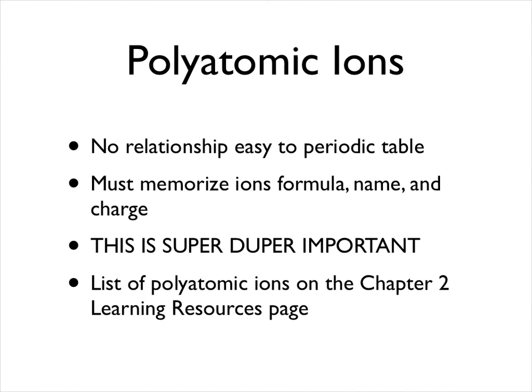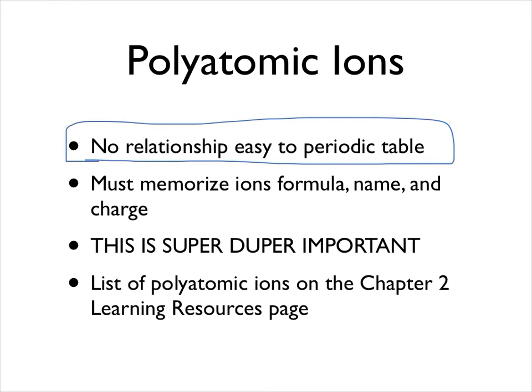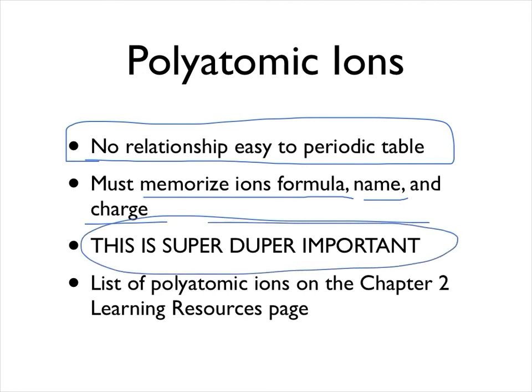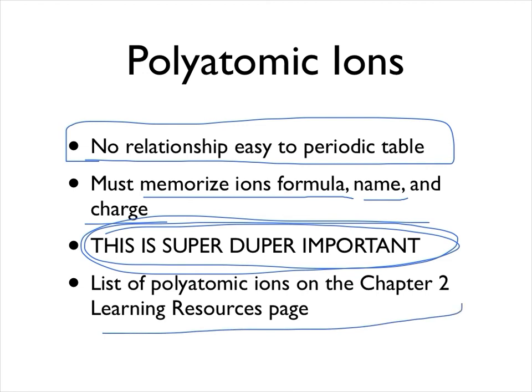And finally, we're going to talk about the polyatomics. There is no relationship that is easy to define from the periodic table. This is a straight memorization game. You must memorize ion formulas, their name, and the charge. This is super duper important. Super duper important. And that list of polyatomics you should know is on the Chapter 2 Learning Resource page.